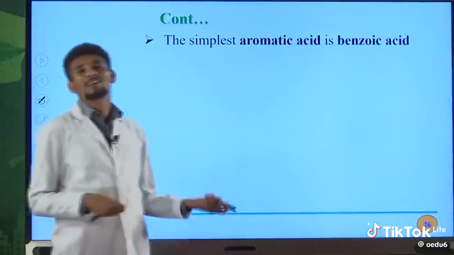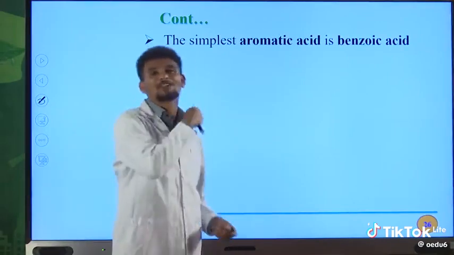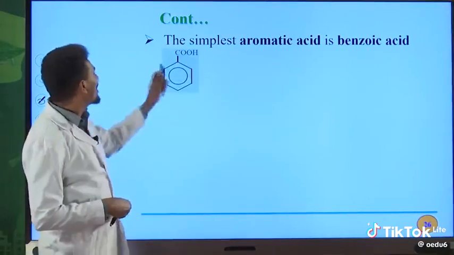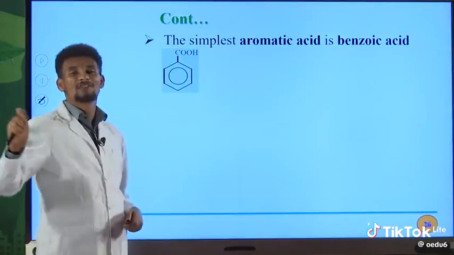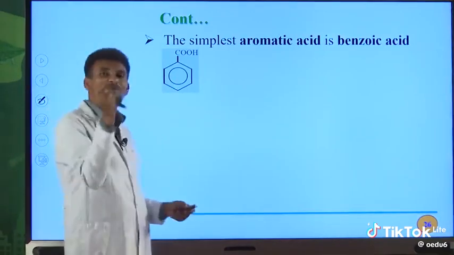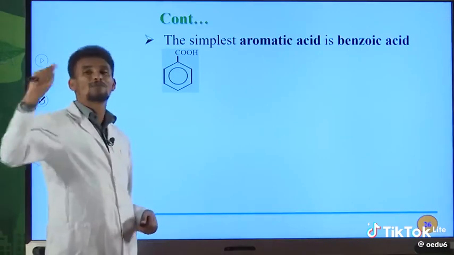The simplest aromatic carboxylic acid is benzoic acid. Benzoic acid is the common name for this simplest aromatic carboxylic acid. Its IUPAC name is benzene carboxylic acid. So don't be confused here. The IUPAC name of this organic compound is benzene carboxylic acid.